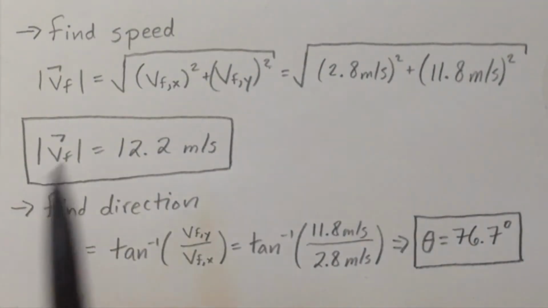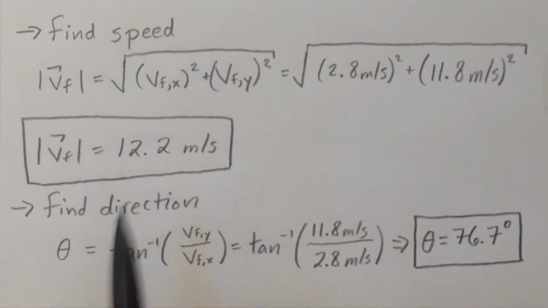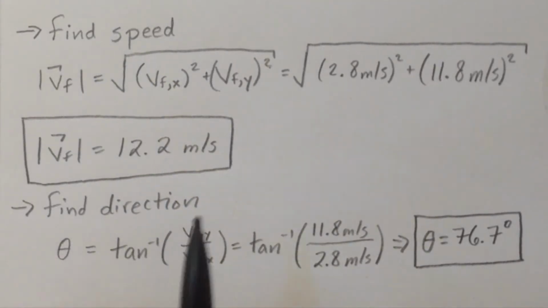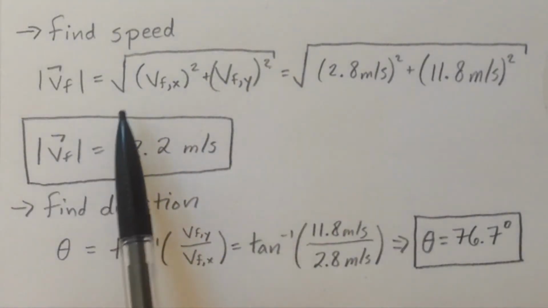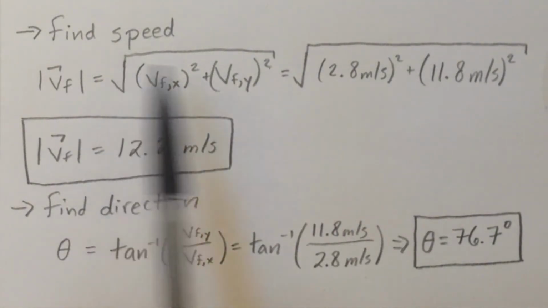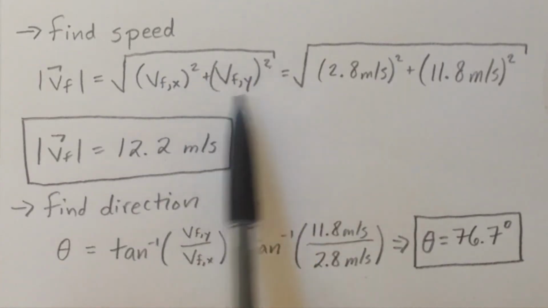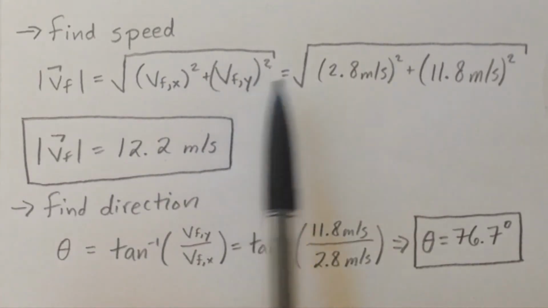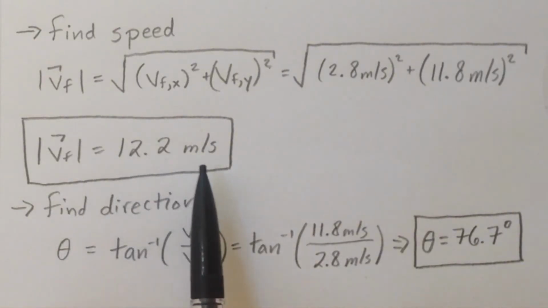To finish the problem, we use the components that we just found to determine the speed and the direction in which the entangled lion and warthog are traveling. To find the speed, we use the Pythagorean theorem and take the square root of the square of the x component of the velocity plus the square of the y component of the velocity, and evaluate to find that the speed is 12.2 meters per second.